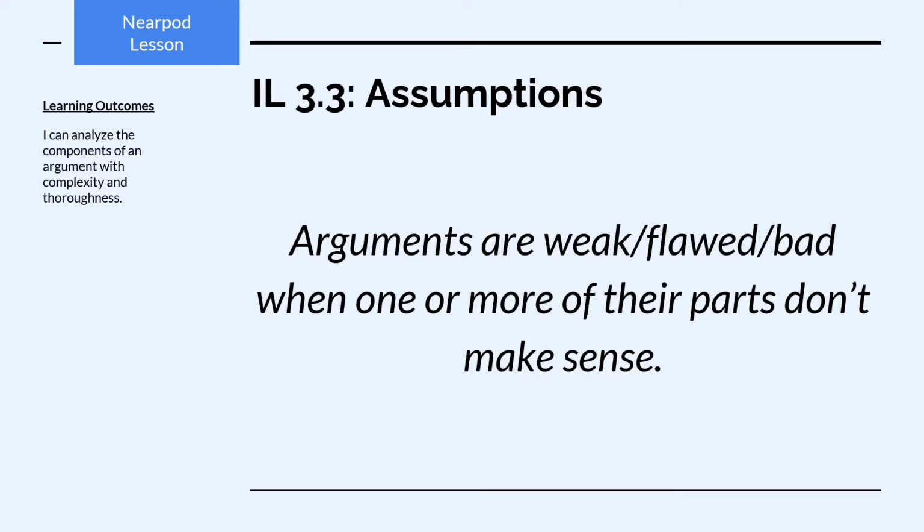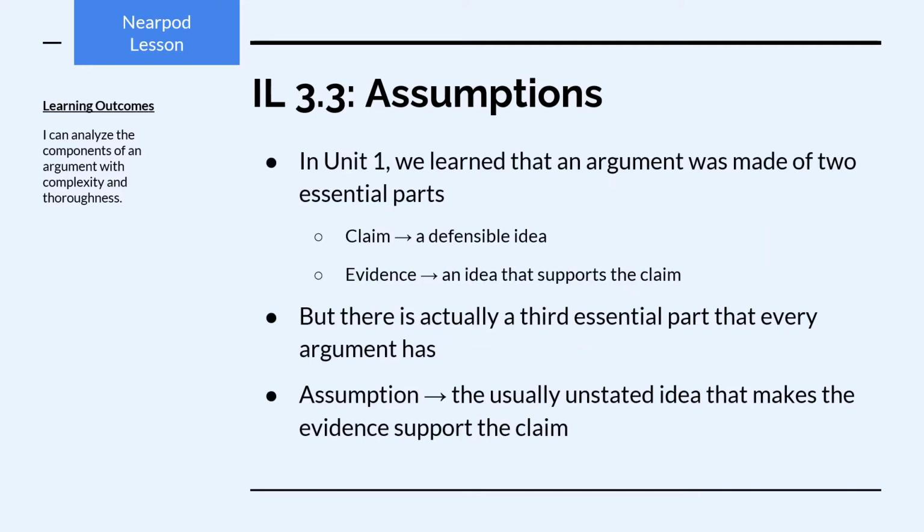So arguments are considered to be weak, flawed, bad, whatever adjective you want to use, when one or more of their parts don't make sense. In Unit 1, we learned that an argument was made of two essential parts: the claim, which is just any defensible idea, and the evidence, which is an idea that supports the claim. But there's actually a third essential part that every argument has, and this is called the assumption. The assumption is the usually unstated idea that makes the evidence support the claim.